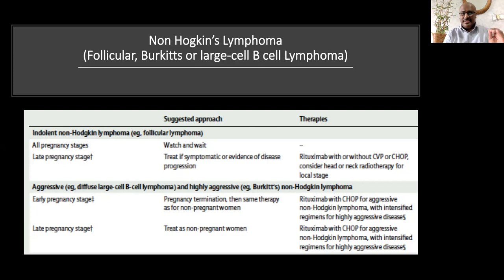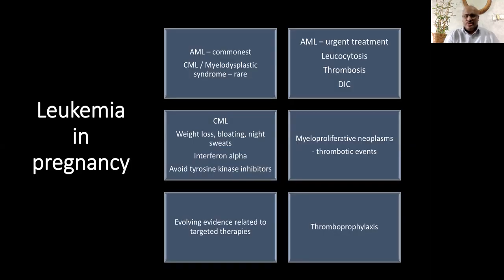Early in the pregnancy, deliver and treat the mother. Middle part of the pregnancy, you can give rituximab, you can give CHOP, but these mothers need to be managed closely. So moving on to leukemia.